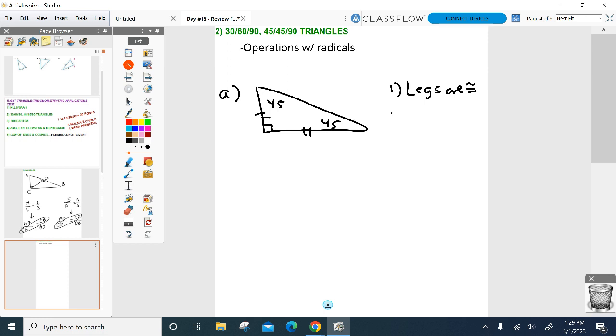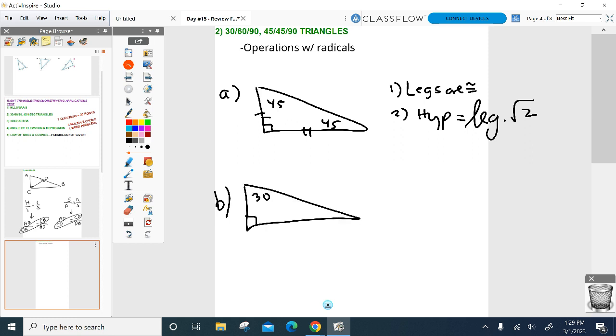How about the hypotenuse? What's my rule to find the hypotenuse? Leg times radical 2, yep. Also, Pythag's an option if you have 2 out of 3 sides. You don't need the rules. 2 out of 3 sides, I can do Pythag. 30, 60, 90.